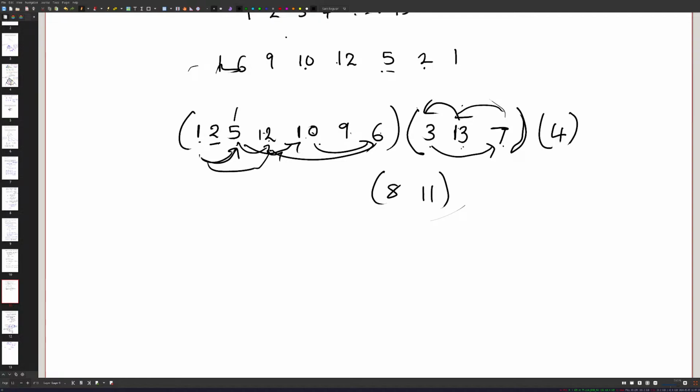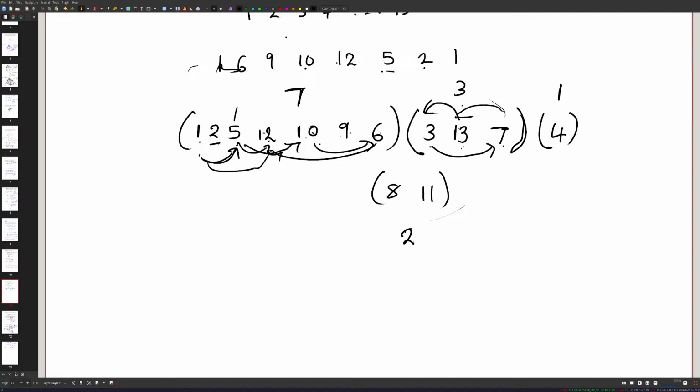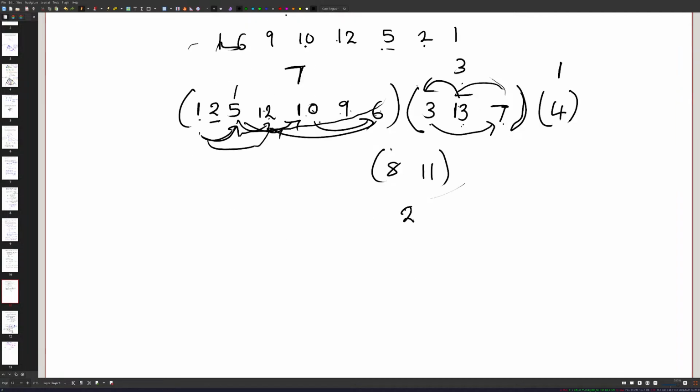1, 2, 3, 4, 5, 6, 7. And this cycle has got a length of 3, and this one's got a length of 1, and this has got a length of 2. Yeah, so it's just the least common multiple of all the cycles. So we have to do it 7 times for this group of cards to end up back where they started.